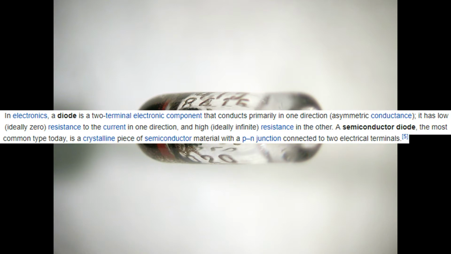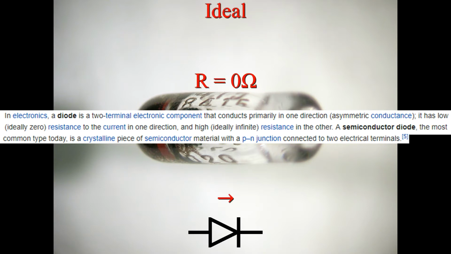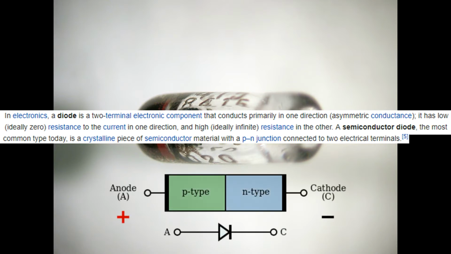A diode is defined as, and it states: in electronics, a diode is a two-terminal electronic component that conducts primarily in one direction, asymmetric conductance. It has low, ideally zero, resistance to the current in one direction and high, ideally infinite, resistance in the other. A semiconductor diode is the most common type today. It's a crystalline piece of semiconductor material with a P and N junction connected to two electronic terminals.